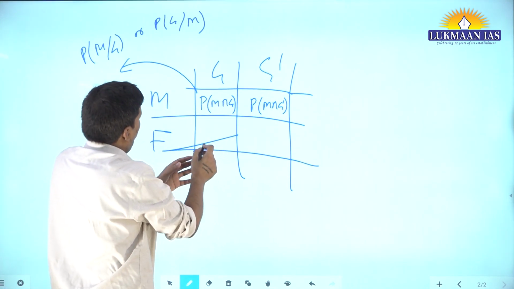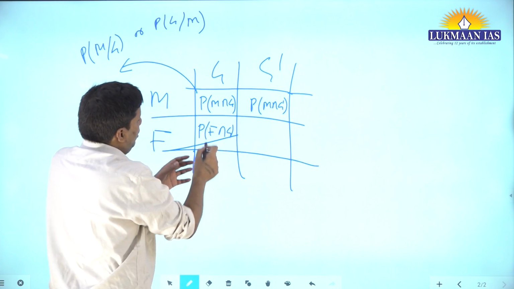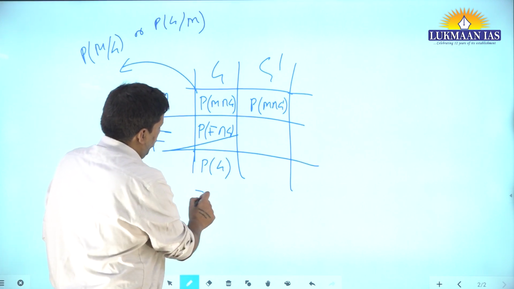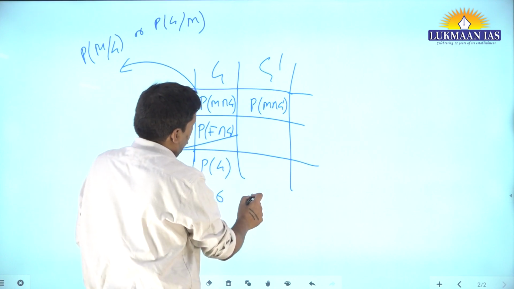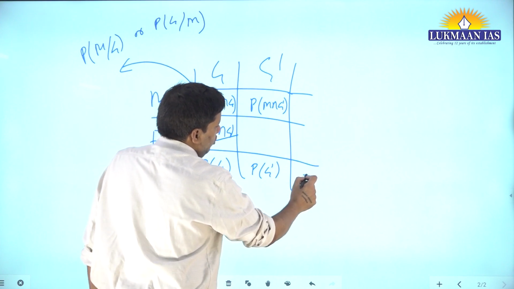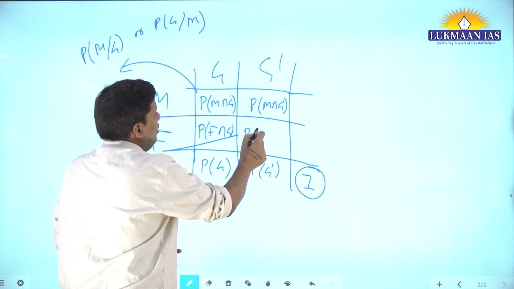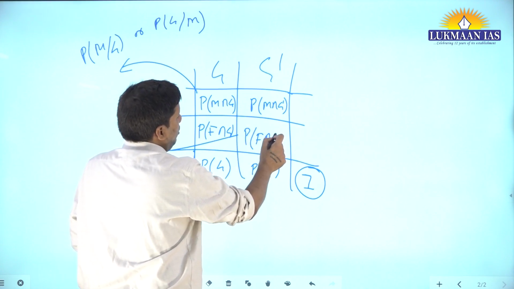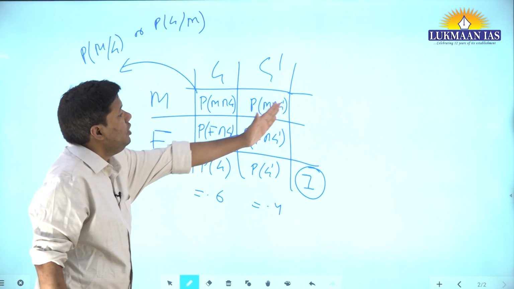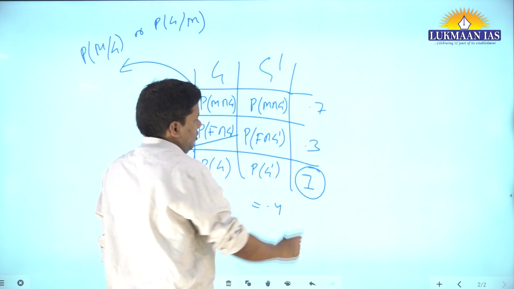Because see what is there, the sum of these two probabilities. What is probability of this female intersection graduate? This has to be equal to the probability of a graduate. Let's say probability of graduate is 0.6 and probability of a non-graduate will be 0.4, right? And this sum has to be equal to 1. So here what you will write? Probability of F intersection G, and this will be equal to 0.4. Similarly, this sum should be equal to, let's say this is 0.7, this is 0.3.